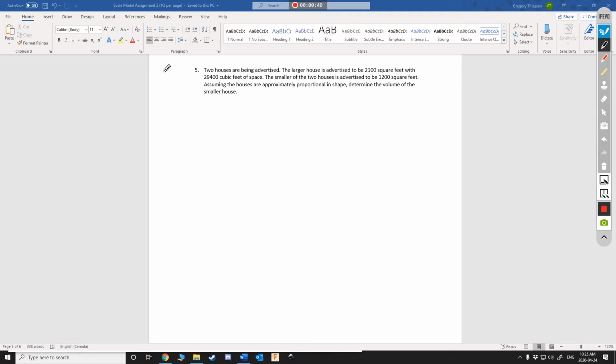So we have areas. We can't actually find the volume right now because we're only given one of them. So we need to find k cubed. That's basically what we're trying to find. What is k cubed? Because if we know that the volume of one is 29,400 cubic feet, and we multiply it by k cubed, we'll get the volume of the other one. Okay? But we need to find k cubed.